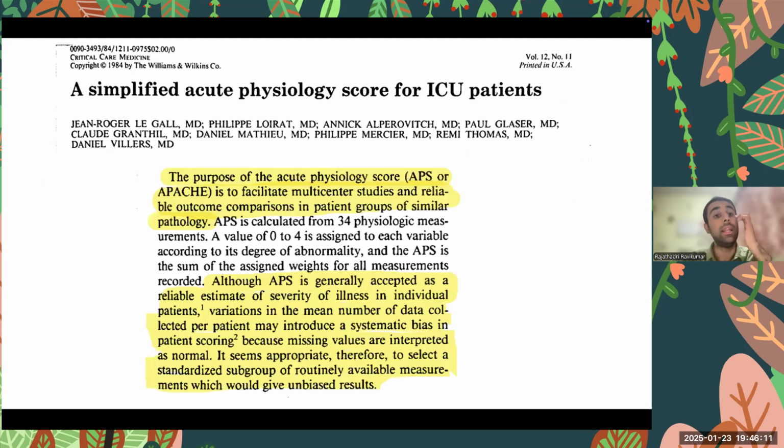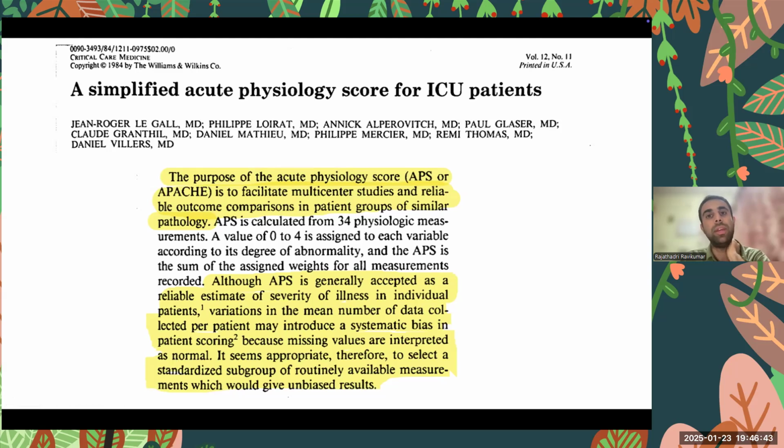So then came in 1984. If you see, 1981 Apache and 1984 by the European team, the Simplified Acute Physiology Score. Why did they do it even though Apache was there? So the Apache is to facilitate multicenter studies, reliable outcome comparisons in patient groups of similar pathology. Although Apache APS is generally accepted as a reliable estimate of the severity of illness in individual patients, variations in the mean number of data collected per patient may introduce systemic bias in patient scoring because missing values are interpreted as normal. What does that mean?